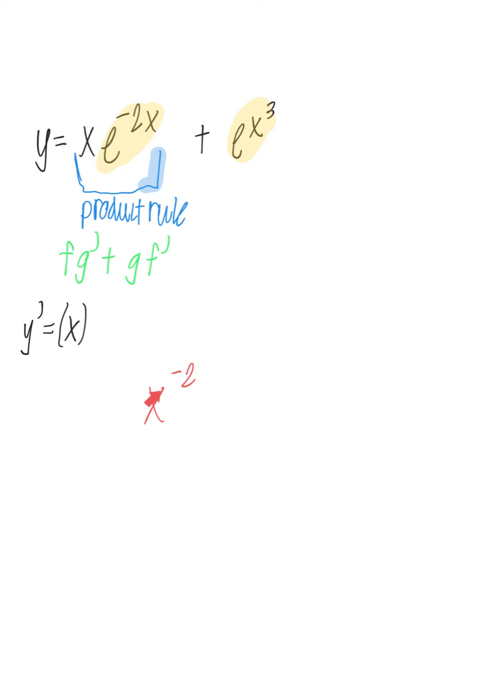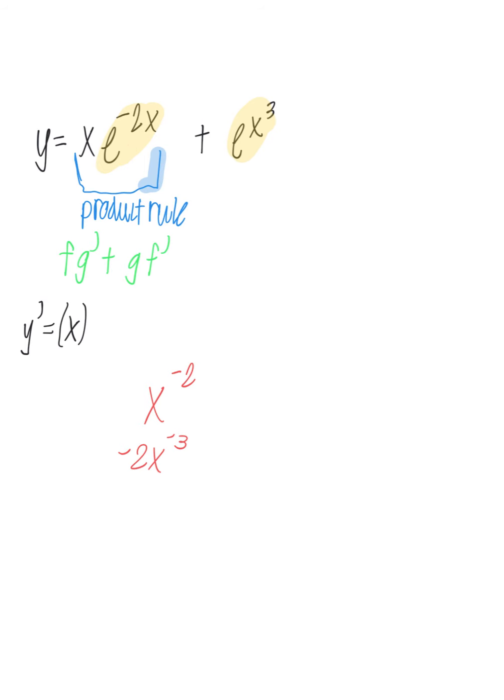And if I were taking the derivative of x to the negative 2, yeah, my derivative is negative 2x to the negative 3. But this derivative has absolutely nothing to do with e to the negative 2x. They're not related at all. Even though e has a power, you need to think back to what the derivative of e to the x is. The derivative of e to the x is e to the x.